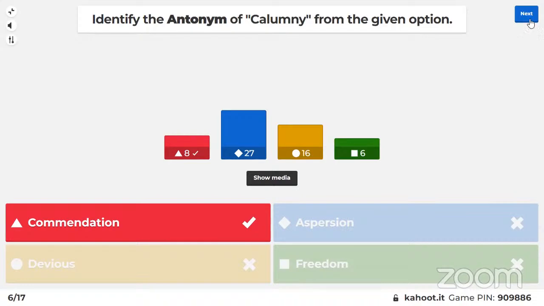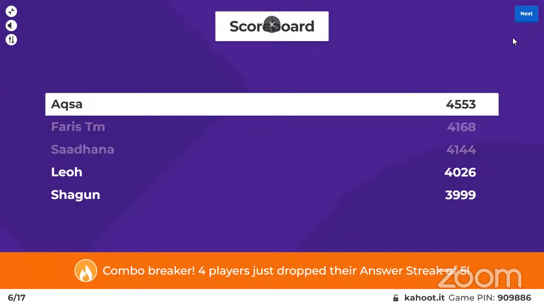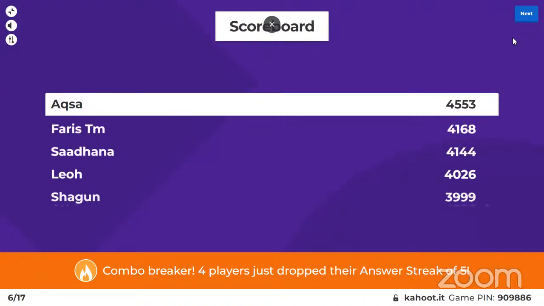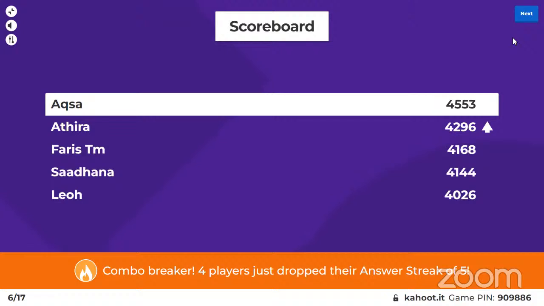Let's take a look at where exactly the leaderboard is, where everyone is standing. Has there been any change? No, Aqsa still remains on the throne, with 4,553 points, followed by Athira. Faris is still there at number 3 with 4,100 points. Saadhana and Leo. Look at that. Everybody is separated by only around 500 points.